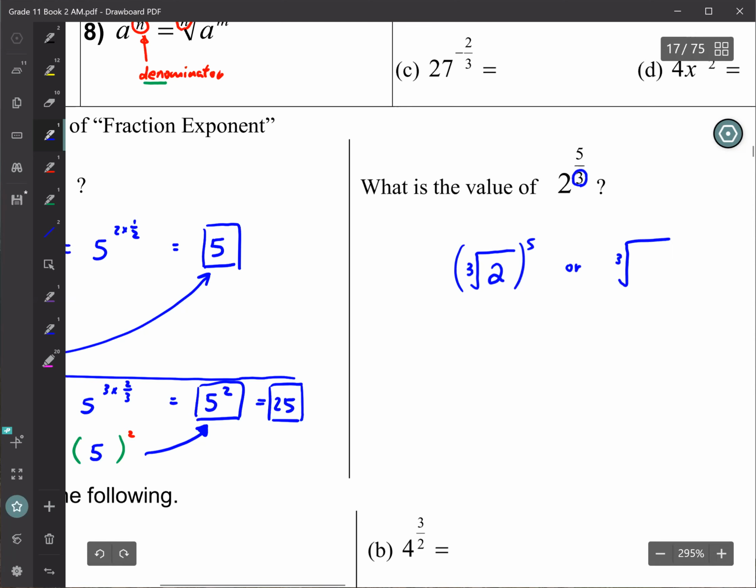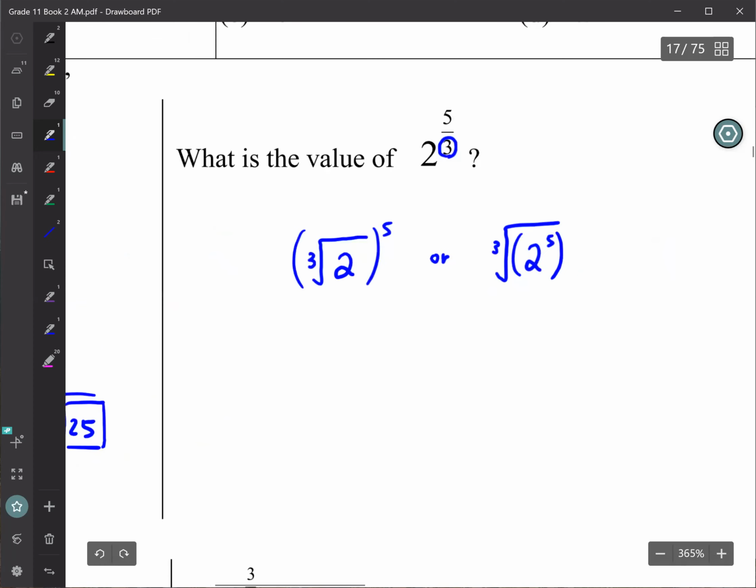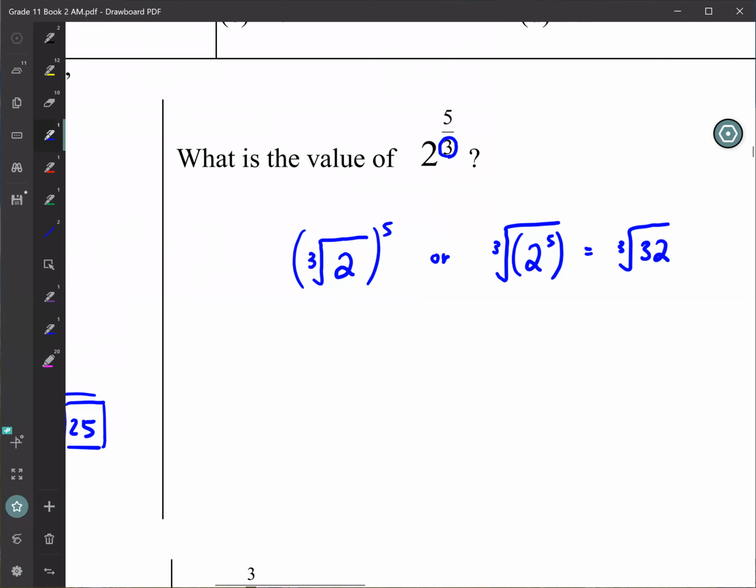you can have the 5 on the inside, 2 to the 5. That way you can at least do a little bit more. What does 2 to the 5 equal? 2 times 2 is 4, 4 times 2 is 8, 8 times 2 is 16, times 2 again, 32. So you can write it as the cube root of 32.